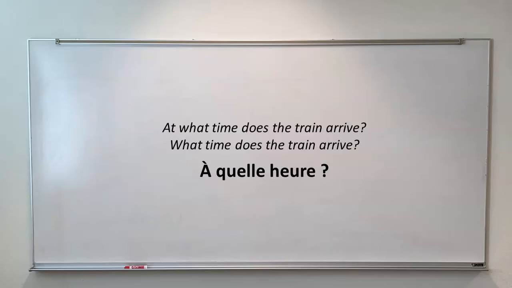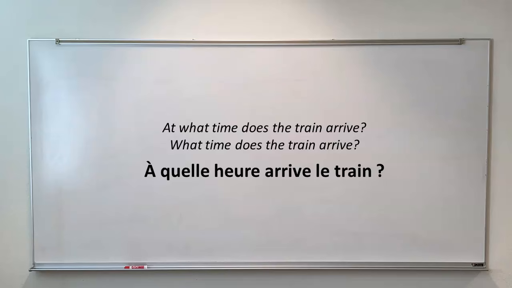Let's try another one. At what time does the train arrive? Or what time does the train arrive? So we start with our interrogative, à quelle heure? And we're going to use the verb arriver, which means to arrive. So the form that we use is arrive. It's the il, elle, on form. And remember, you literally have to say at what time arrives the train. So we have à quelle heure arrive. And then the only thing we're missing is the train, which is le train. À quelle heure arrive le train?